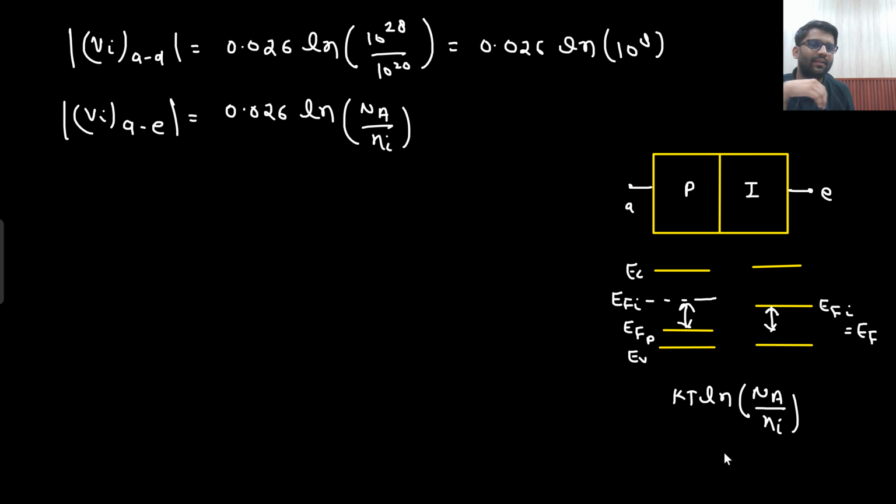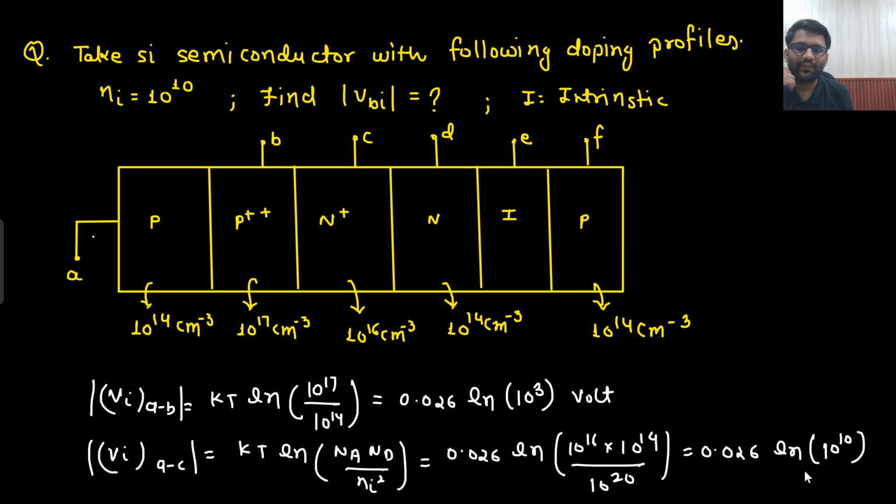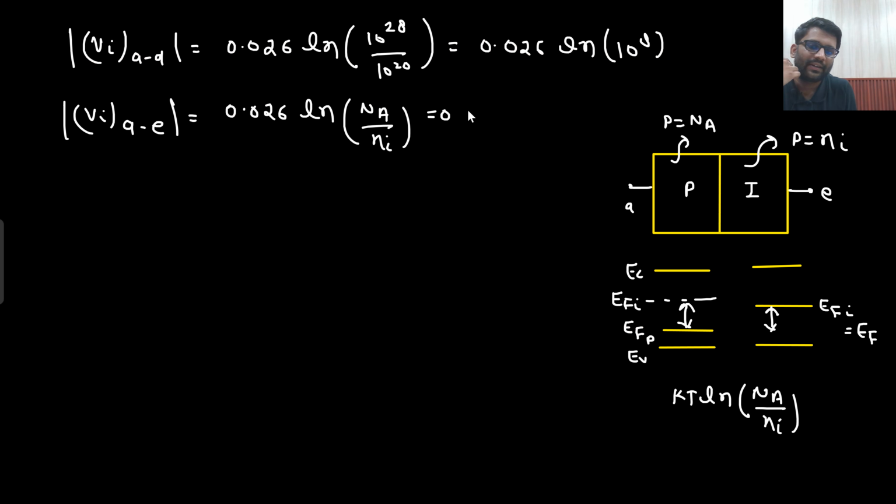Or you could have said whole concentration here divided by whole concentration here. What is the whole concentration here? That is equal to NI only. And what is the whole concentration here? That is equal to NA. Because in the intrinsic semiconductor, whole concentration equals electron concentration equals Ni. So whole concentration here, Ni. Whole concentration here, Na. Na divided by Ni. What is the value of Na? 10 to the power 14 divided by Ni. So what is the answer we are getting? 10 to the power 14 divided by 10 to the power 10. So the answer would be 10 to the power 4.